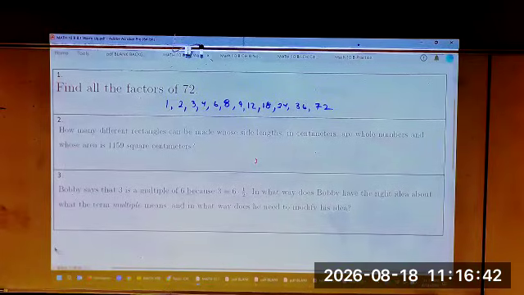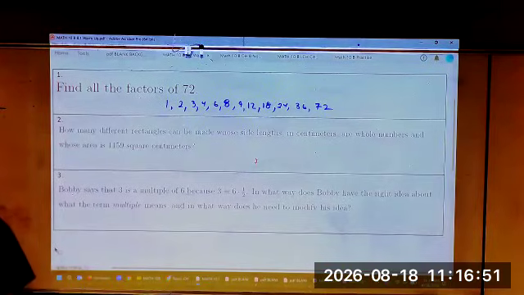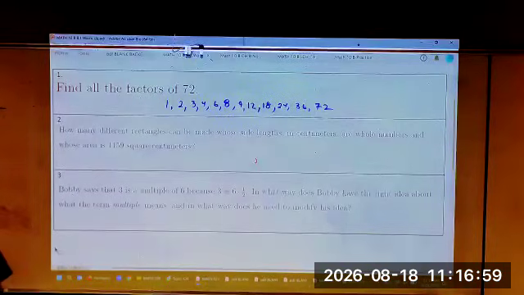A rectangle is a parallelogram, which means both pairs of opposite sides are parallel, and it has 4 90-degree angles. So all 4 angles are 90 degrees. That's what makes a rectangle.